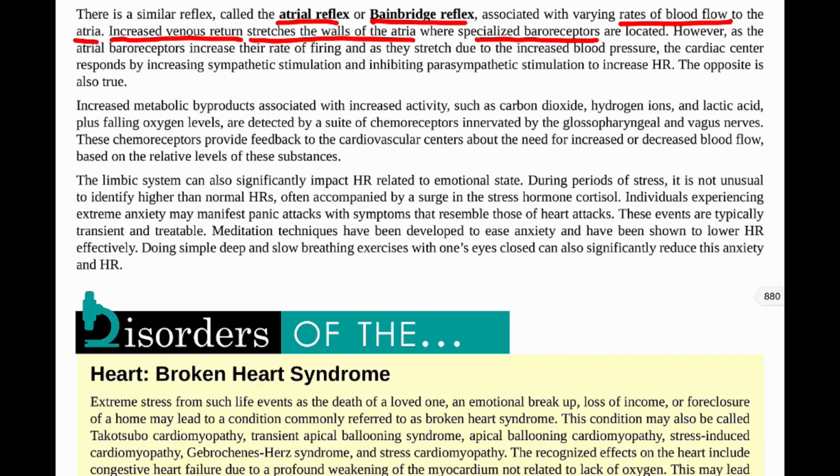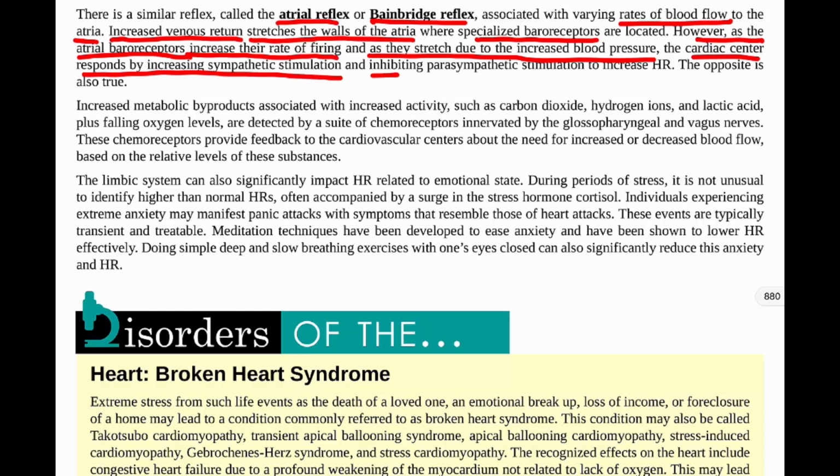And then as the atrial baroreceptors increase their rate of firing, so we have that stretch, and as they stretch due to the increased blood pressure, which of course is why they're firing, the cardiac center is going to respond by increasing sympathetic stimulation and inhibiting parasympathetic stimulation so that we can increase our heart rate. So in the case of the atria, if we have a high amount of pressure in the atria, that means we have a lot of blood coming back to the heart. Our body is pushing through blood from our veins coming back into the atria.